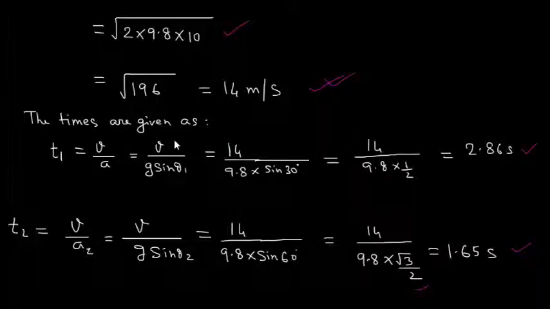The times are given as t1 is equal to v by a, that is v by g sine theta 1, that is 14 by 9.8 multiplied by sine 30, that is 14 by 9.8 multiplied by half, that is 2.86 seconds. T2 is equal to v by a2, that is v by g sine theta 2, is equal to 14 by 9.8 multiplied by sine 60 degree, is equal to 14 by 9.8 multiplied by root 3 by 2, is equal to 1.65 seconds.